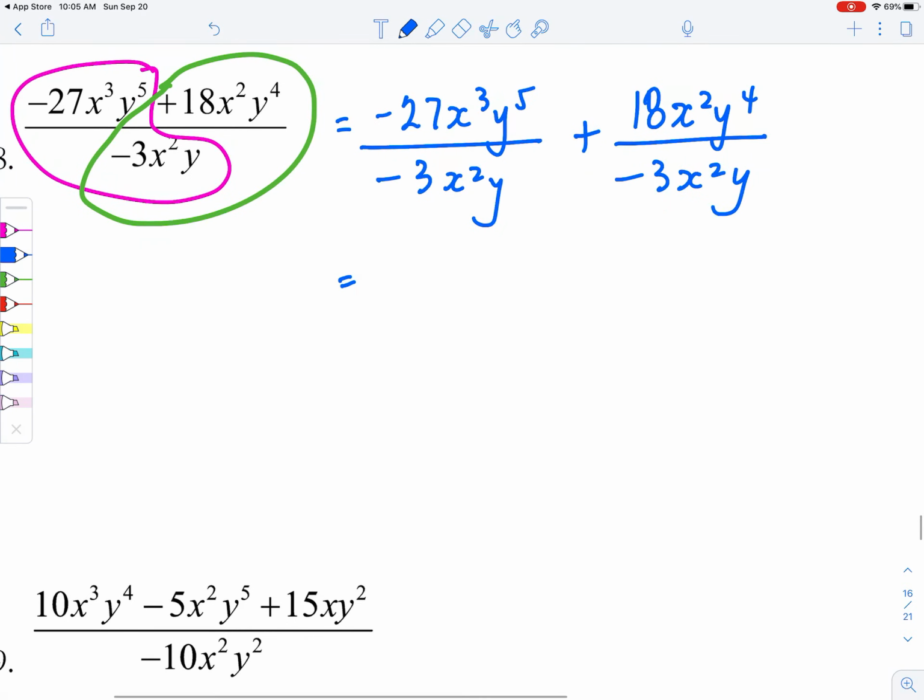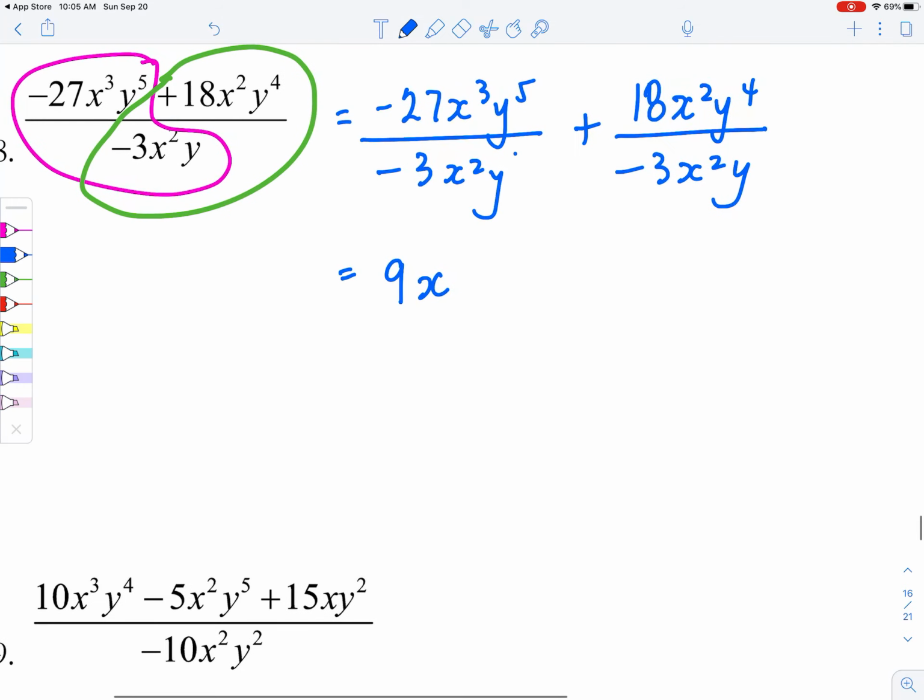So minus 27 over minus 3 is 9. X to the 3 over x to the 2 is x up top. Y to the 5 divided by y, that's a ghosty 1, so I've got y to the 4. Plus 18 divided by minus 3 is minus 6. So the plus minus will just turn the whole thing into a minus 6. X squared divided by x squared goes away. Y to the 4 over y to the 1 is y to the 3.